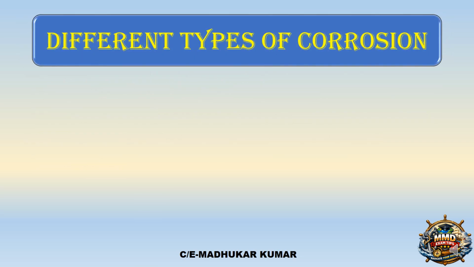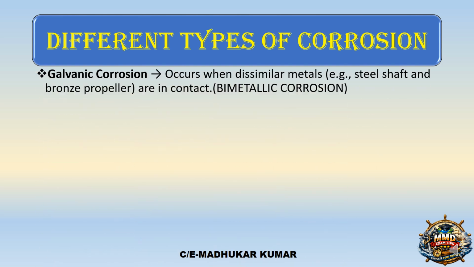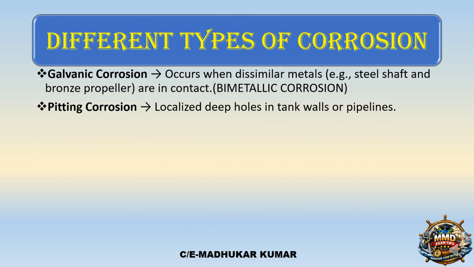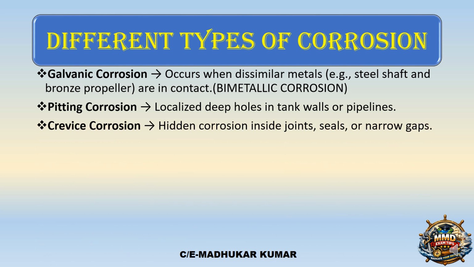Different types of corrosion are coming to you. Galvanic corrosion occurs when dissimilar metals, such as a steel shaft and a bronze propeller, come in contact. In another way you can call it bimetallic corrosion also. Pitting corrosion is localized corrosion. It creates deep holes on the deck platings and the tank walls.